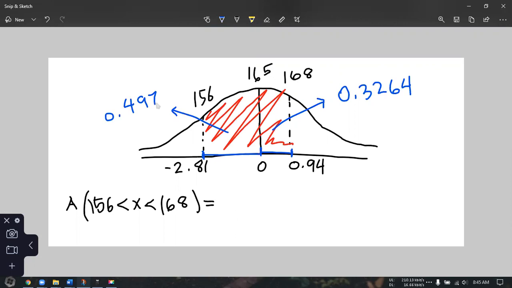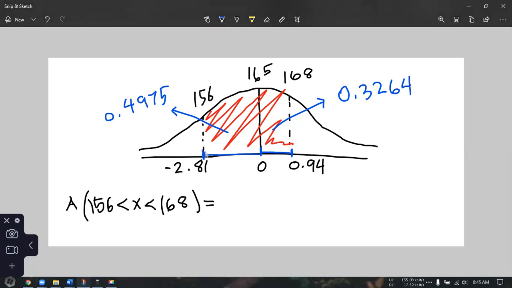This is another case. How do you think we can find the area of the shaded region? Add the two. Yes, very good, Darwin. We don't need the 0.5 here anymore. We don't need the half of the distribution anymore. All we have to do is to add two areas.